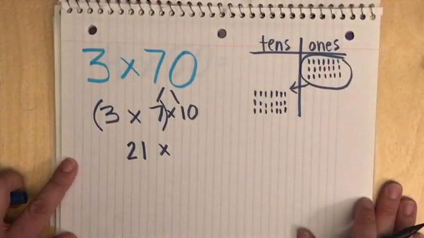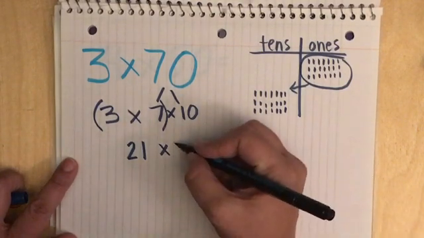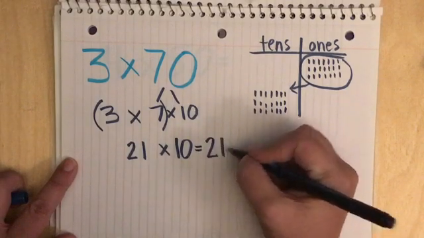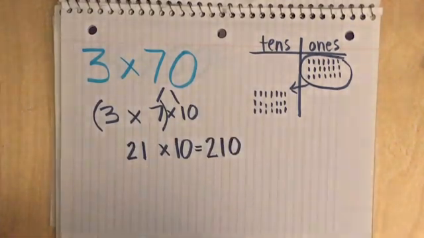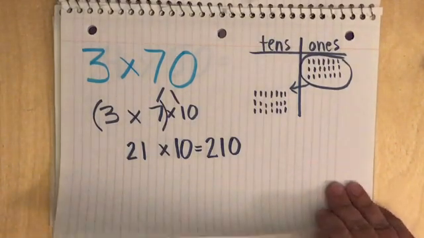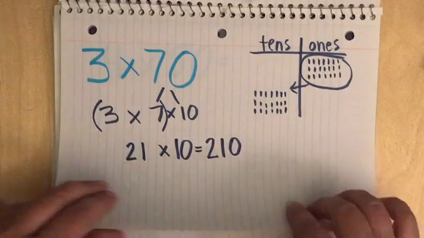Now we have 21 tens, or we have 210. All right, next one.